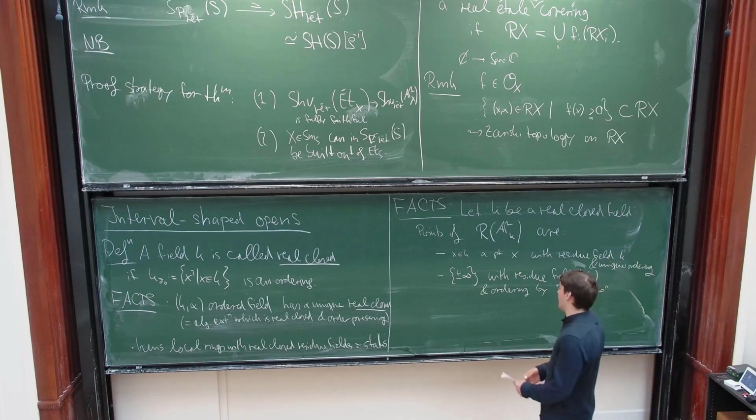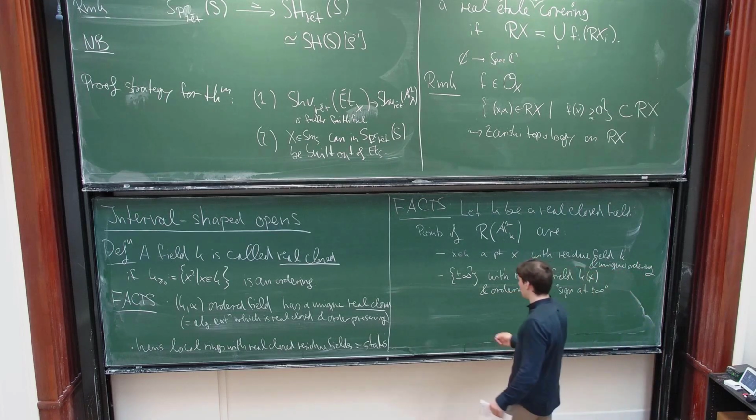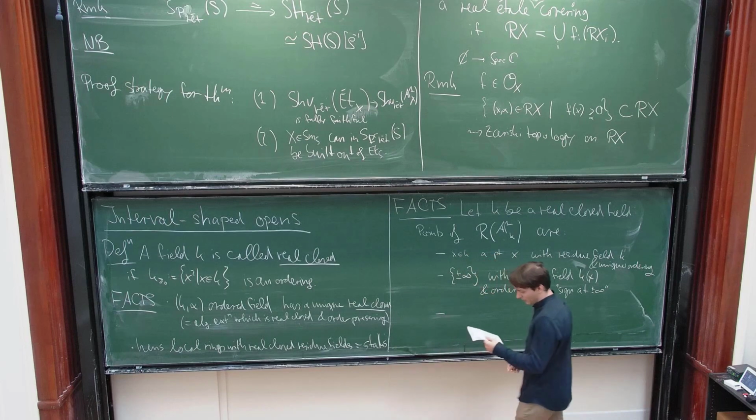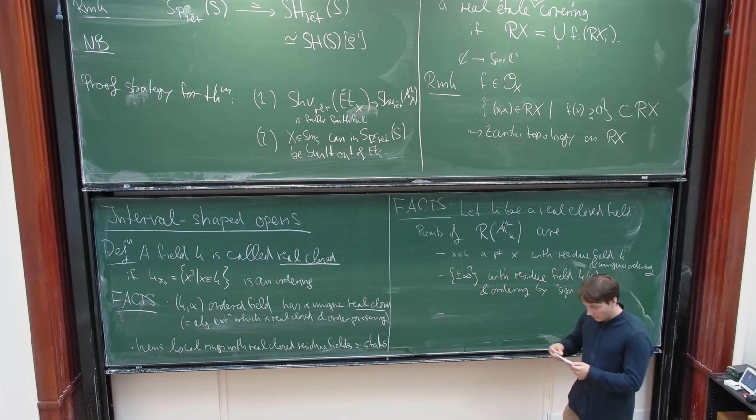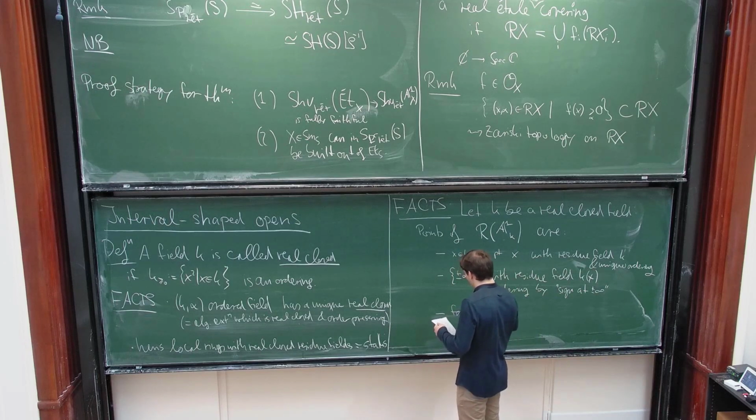But that's not everything. If K is R, then these are the only options. But if K is not R, there are even more. What you can do is take something called a proper Dedekind cut.